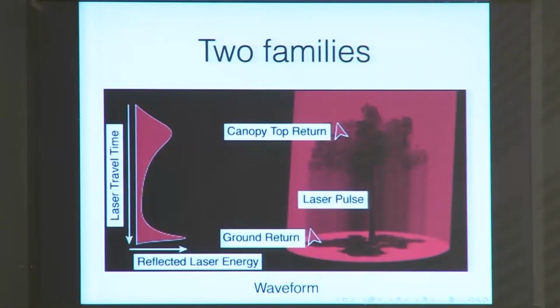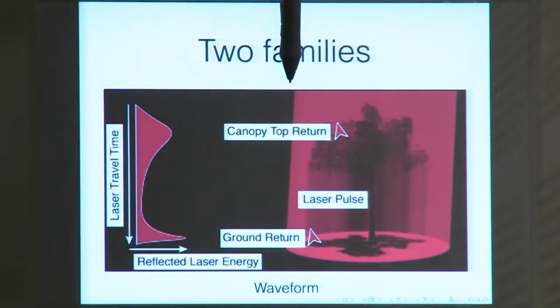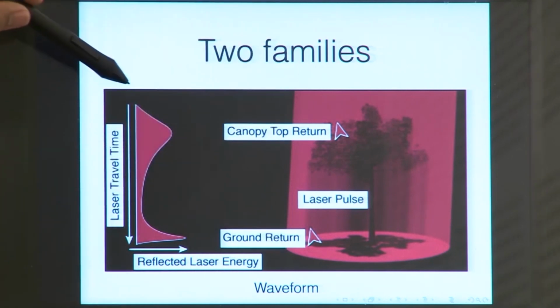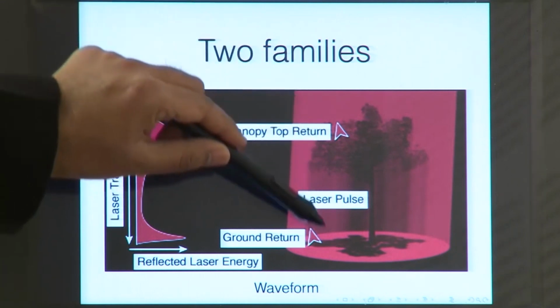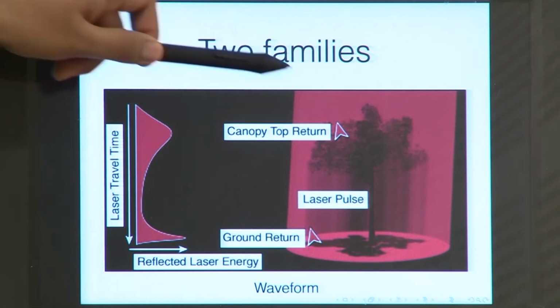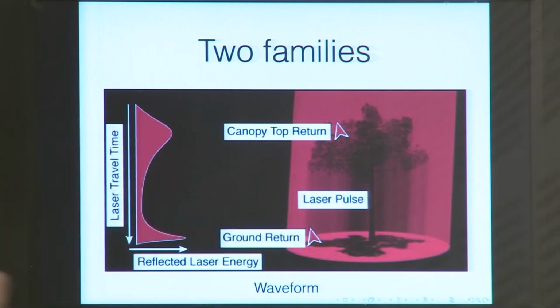Now, in this case we have two different families of measurements. The first one is known as a waveform measurement, in which you have the laser travel time and you are measuring the reflected laser energy. What you are seeing here is a tree, and the more the laser travel time, the more downwards you are going. This laser travel time corresponds to the distance of the aircraft from the tree. So, from the topmost portion of the tree the distance is less and the distance at the ground level is greater.